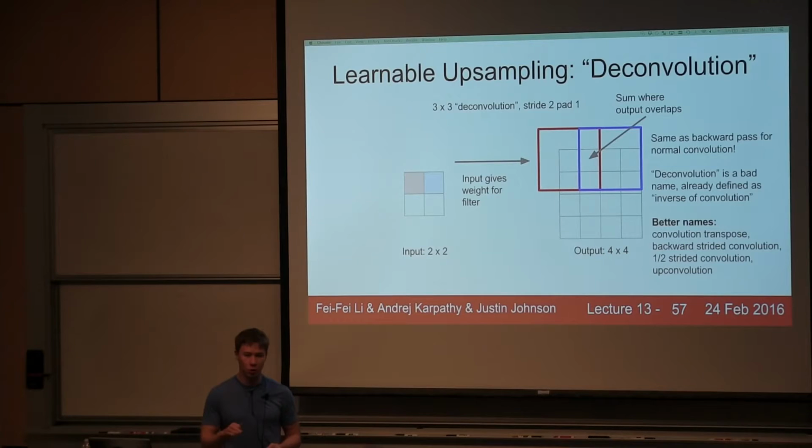So a deconvolution should undo a convolution operation, which is quite different from what this is actually doing. So probably better names for this instead of deconvolution that you'll sometimes see would be convolution transpose, or backward strided convolution, or fractionally strided convolution, or up convolution. I think those are all kind of weird names. I think deconvolution is popular just because it's easiest to say, even though it's maybe less technically correct.